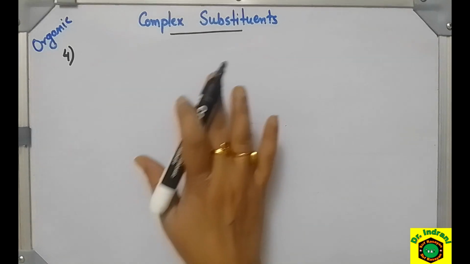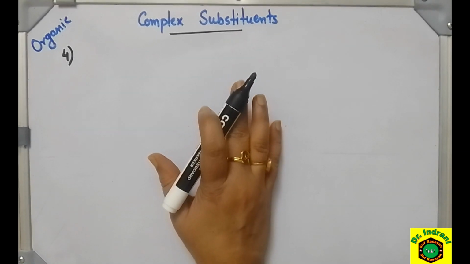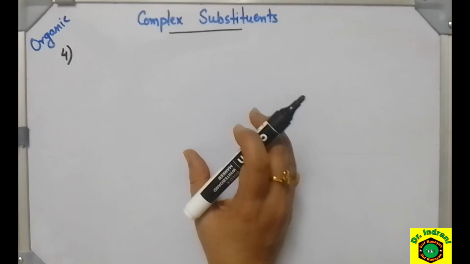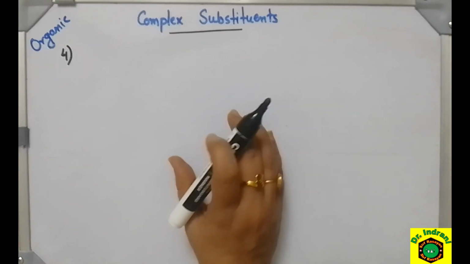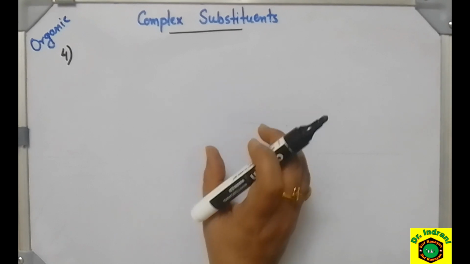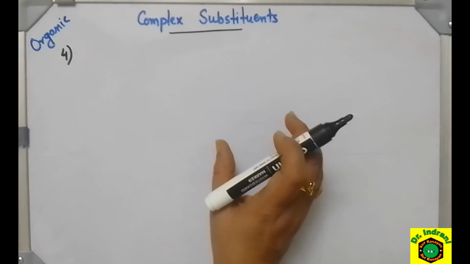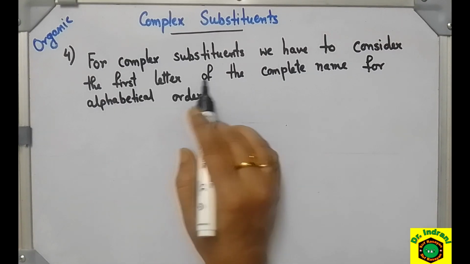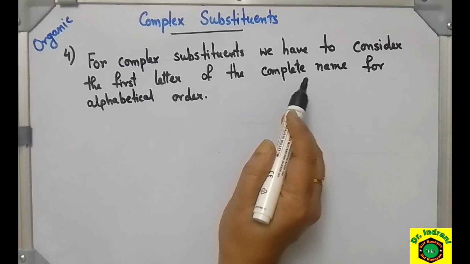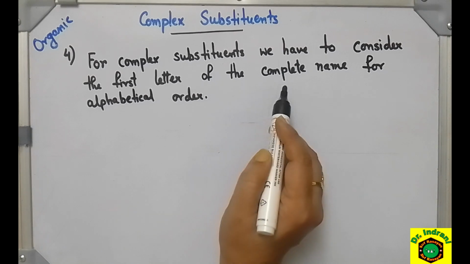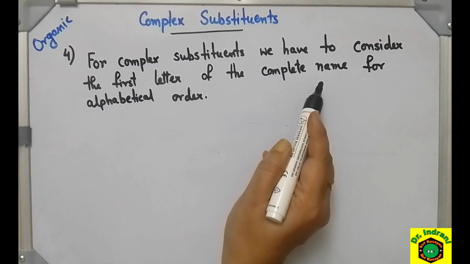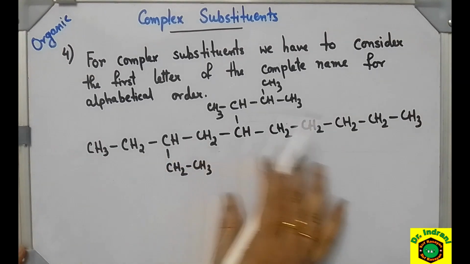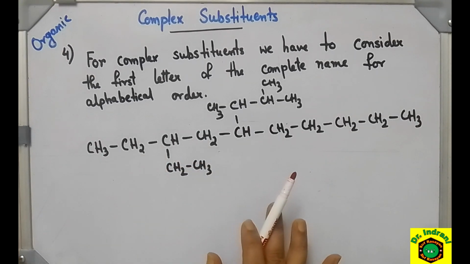Clear? We have seen already that at the time of writing the name of the substituents, for normal substituents in alphabetical order, prefixes di, tri, tetra, penta, hexa, etc. are not considered. But for complex substituents, we have to consider the first letter of the complete name of the substituent for alphabetical order. Now see this molecule, we will do IUPAC name.